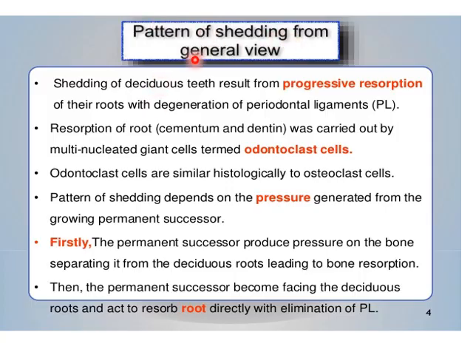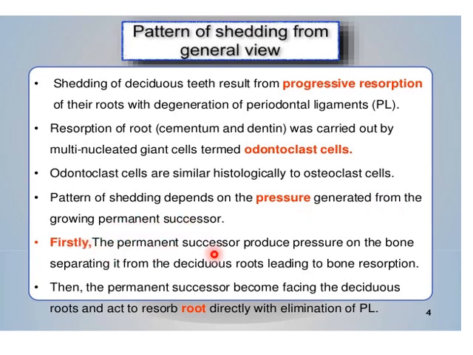Pattern of shedding from a general view. Shedding of deciduous teeth results from progressive resorption of their root with degeneration of the periodontal ligament. Resorption of the root means cementum and dentin are resorbed by multinucleated giant cells called odontoclast cells, which resemble the osteoclast cell present in the bone. Odontoclast cells are similar histologically to osteoclasts, as we said. Pattern of shedding depends on the pressure generated from the growing permanent successor.